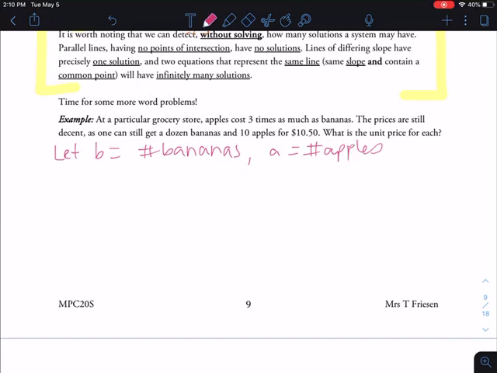Okay. So the first thing that we want to do is make our equations. Okay. So we can see that apples cost 3 times as much as bananas. So the cost of an apple is 3 times the cost of the banana. And we also know that you can get 12 bananas. So 12 bananas and 10 apples for $10.50. Okay, now you do not have to include the dollar sign in a word problem, and you actually don't even need to include that 0 if you want. So you can just say it's equal to 10.5.